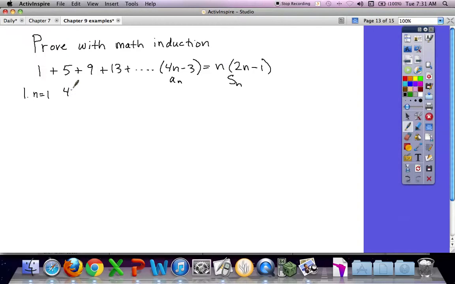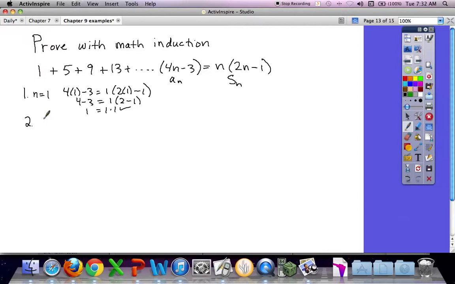So 4 times 1 minus 3 equals 1 times 2 times 1 minus 1. That's 4 minus 3 equals 1 times 2 minus 1. So that's 1 equals 1 times 1. So that checks. Okay, 2.